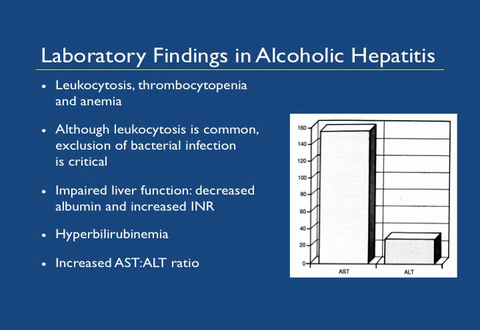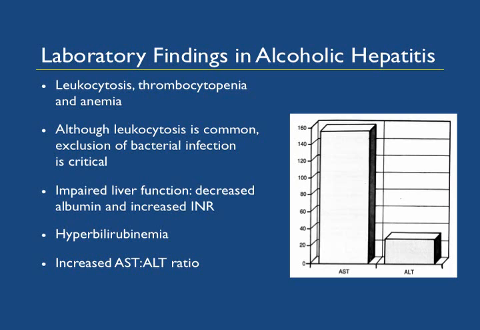Thrombocytopenia is also very common, likely because alcohol may have a direct marrow suppressive effect. Anemia is also very common in this population. Impaired liver function can occur with decreased albumin and increased INR. Decreased albumin is very common as patients with alcoholic hepatitis suffer from alcoholism and often nutritional deficiency, which compounds the problem of decreased albumin.